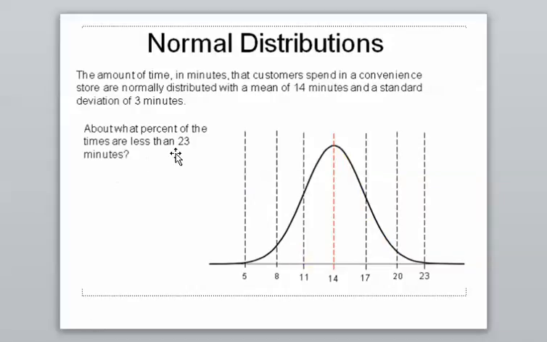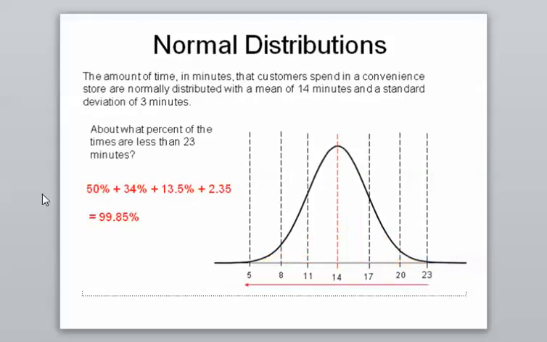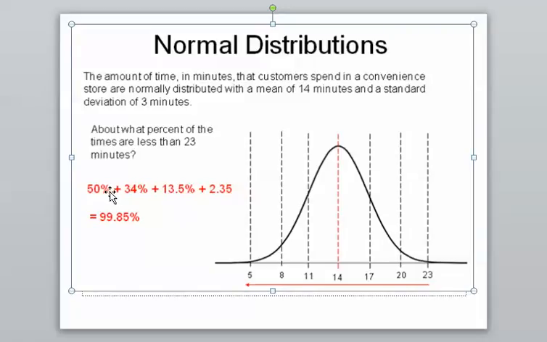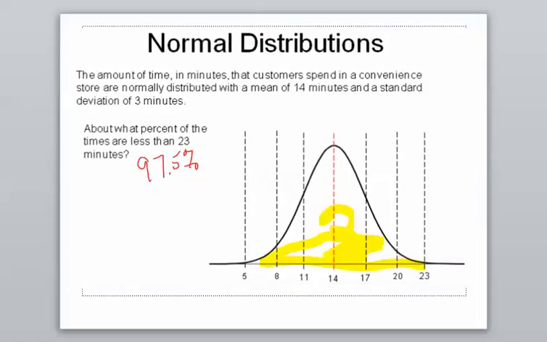It said about what percent of the times are less than 23 minutes. Well, here's 23 minutes, and look at this. Almost everything there, isn't it, is less than 23 minutes. And as a matter of fact, what we're going to be looking at there is that 97.5% of the time will be less than. Ah, used the wrong number there. So let me just erase that. That's the wrong number.